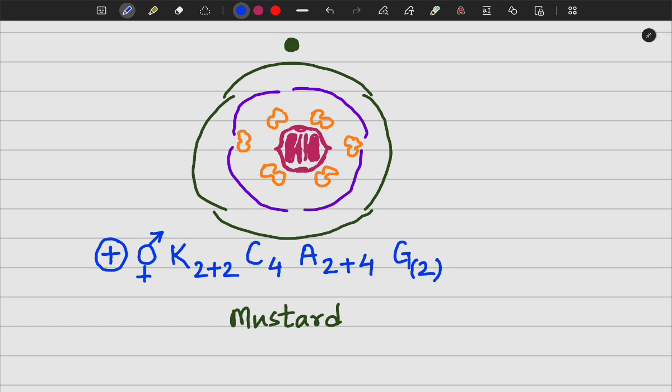And the ovary in mustard is a superior ovary. So for superior ovary, we will draw a line below G. If you remember, for superior ovary, we draw a line below G, right? So this completes the floral diagram and floral formula for mustard. Now mustard belongs to the family Brassicaceae.